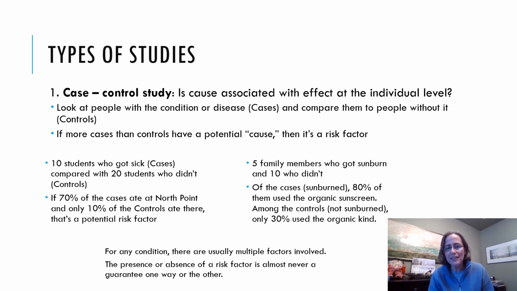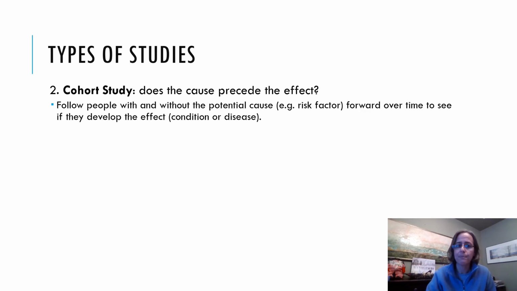Not everybody that used the organic sunscreen got sunburn. Doesn't mean it's not a contributory cause, right? Because the presence or absence of a risk factor is not a guarantee one way or the other. It's not that everybody who has a risk factor gets the disease and everybody who doesn't have the risk factor doesn't get the disease. It just impacts your probability. It's not a guarantee ever, either way.